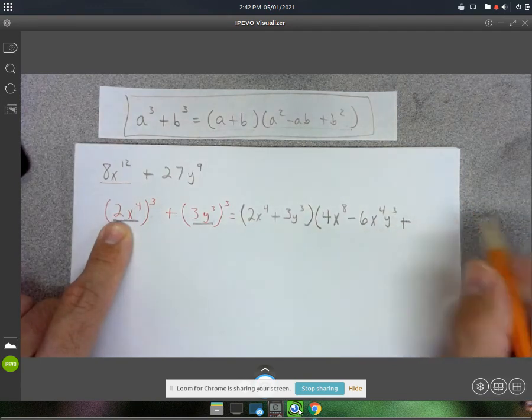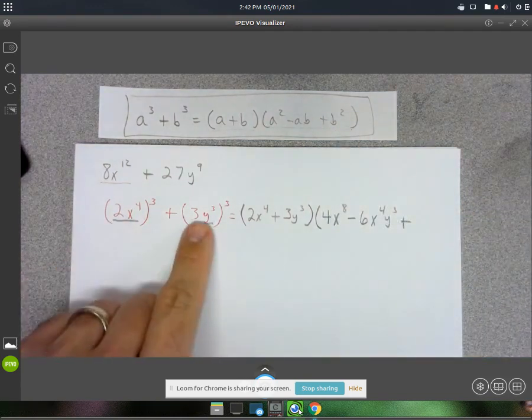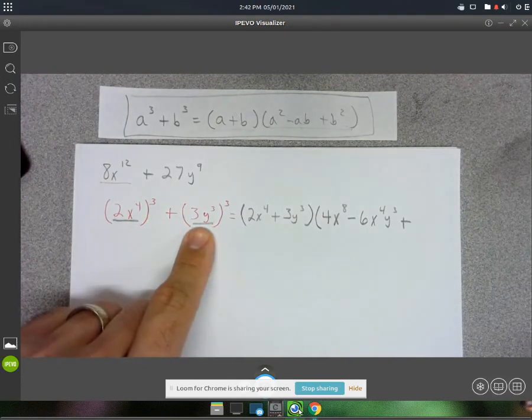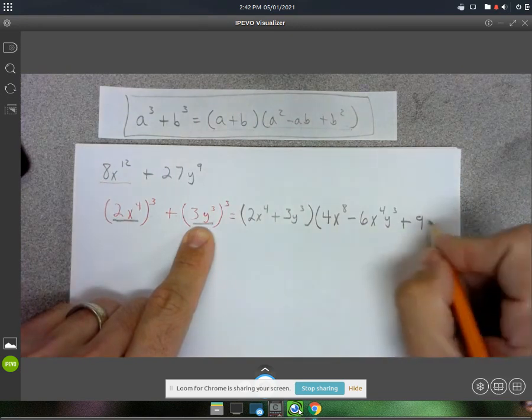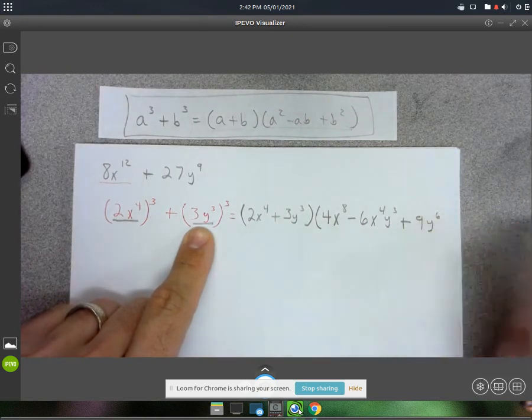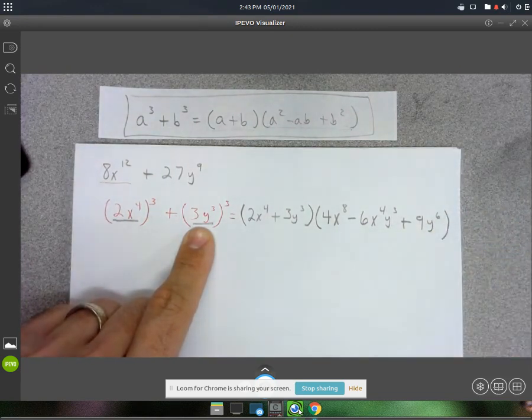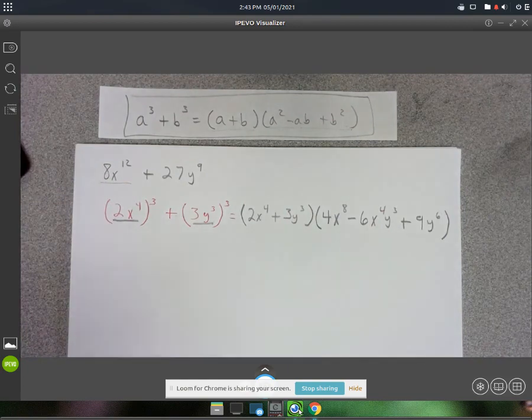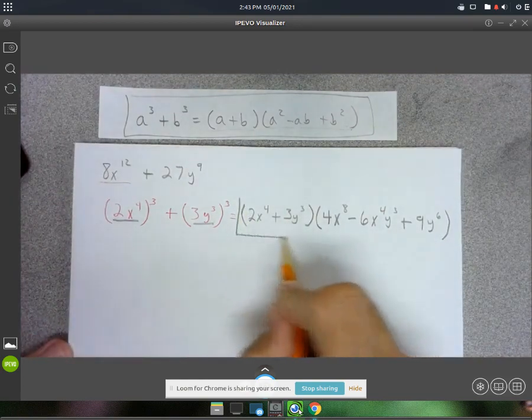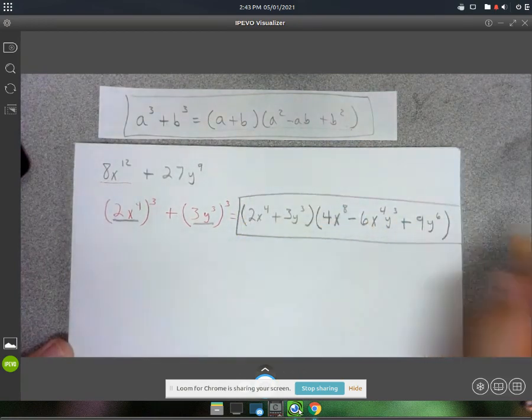And then plus b squared. So I got to do 3y to the third times itself. So that'll be a 9 for 3 times 3, and then a y to the sixth power. There it is. And notice there's no common factors, nothing further to factor out. That's it. We did it. I like it when it's done.